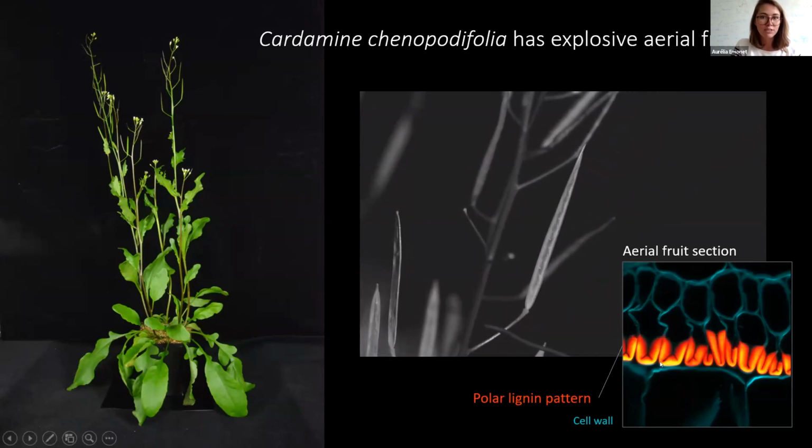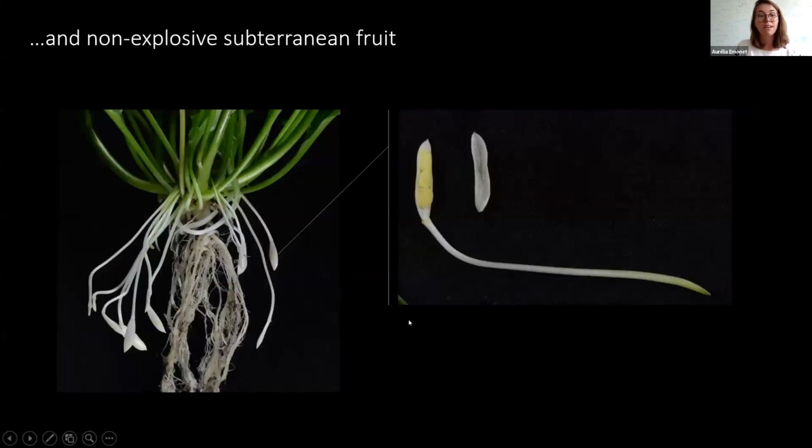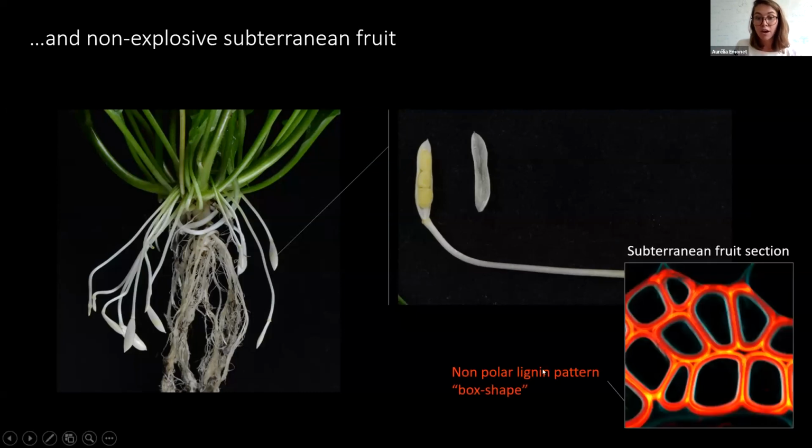But chenopodiifolia is also quite peculiar because it produces 2 types of fruits. The second type is actually growing directly into the soil. So here you see the fruit where the soil has been removed. And these subterranean fruits are non-explosive. So we are in a case of heterocarpy, where we have two kinds of fruit on the same plant. And if you look closer at these fruits, you can see that this time there is also lignin deposition, but it forms a box shape, so it is non-polar. So this gives us a very nice opportunity to compare in a single plant two different structures and to understand what the genes are that regulate this lignin deposition.